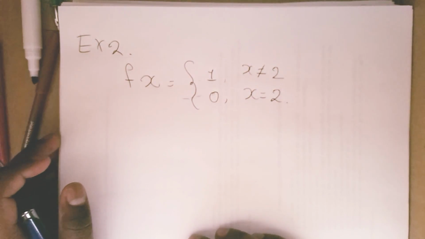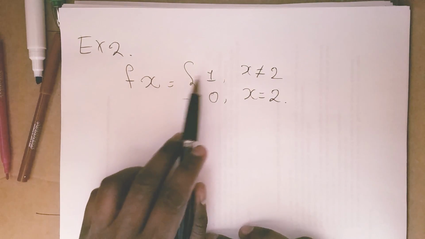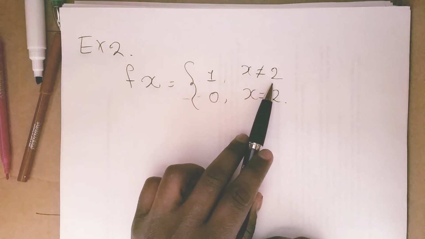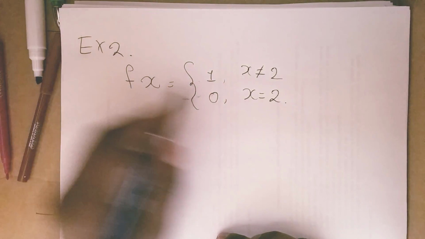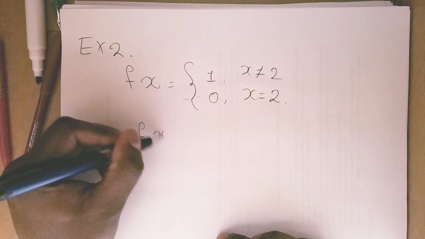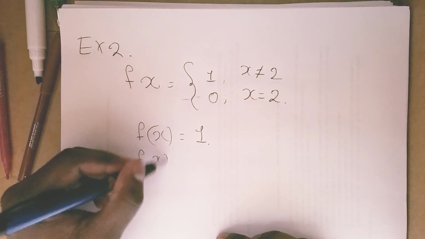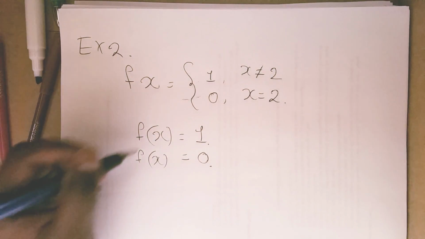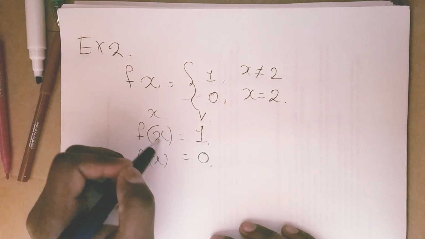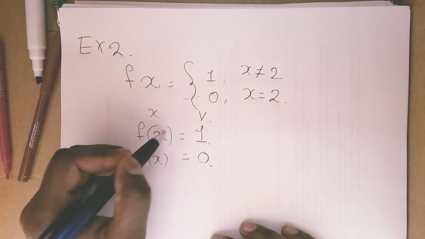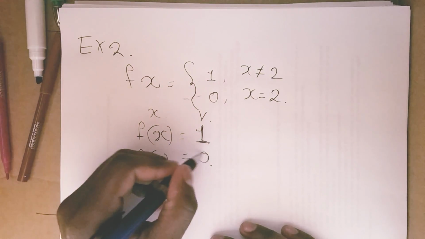So if I have a function like this, where f(x) is 1 when x is not equal to 2, and f(x) is 0 when x is equal to 2. What does this mean? This means that this is the y value. This means f(x) is equal to 1 and f(x) is equal to 0. This is the y value, this is the x value. So when f(x) approaches whatever value, the answer is 1. When f(x) approaches whatever value, the answer is 0.